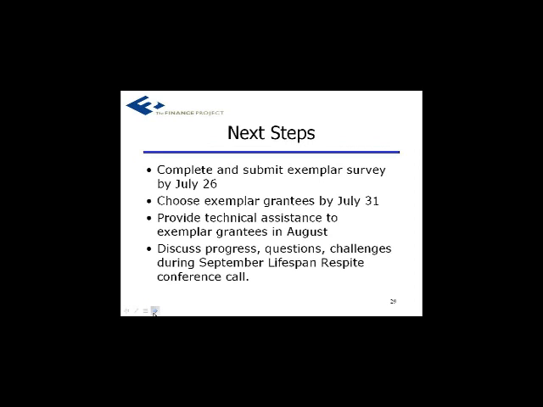So one of the questions is, what is the timeline for connecting with the two groups? What's the deadline? Well, we'd like to be able to select our exemplar grantees by the end of July. So we have asked that you complete and submit the exemplar survey by July 26th. Again, it's those 3 questions.